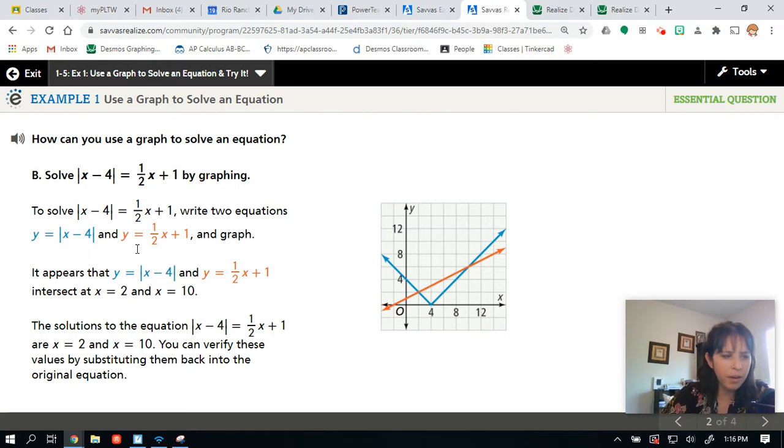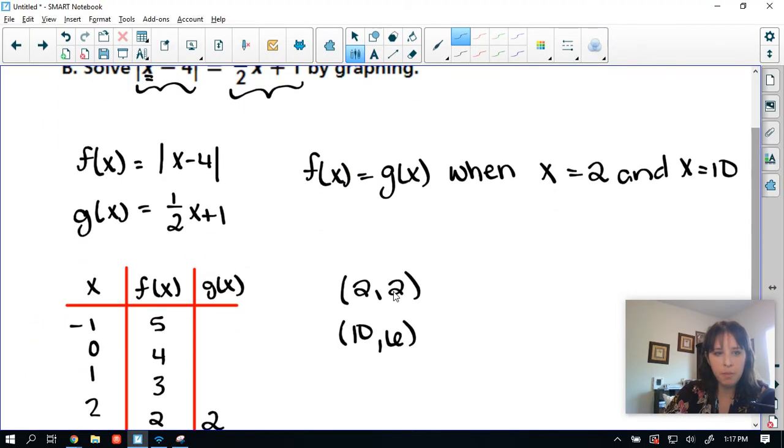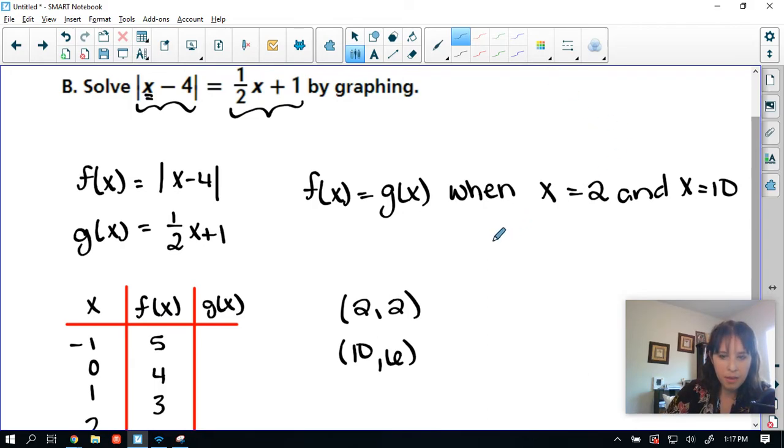So again, they broke it out into two different equations, and they intersected at x equals 2 and x equals 10. So the solution for this is two solutions, x equals 2 and x equals 10. And then again, you could verify this by substituting them back in. And that's a really good practice to do. So let's substitute it back in. So I have the absolute value.